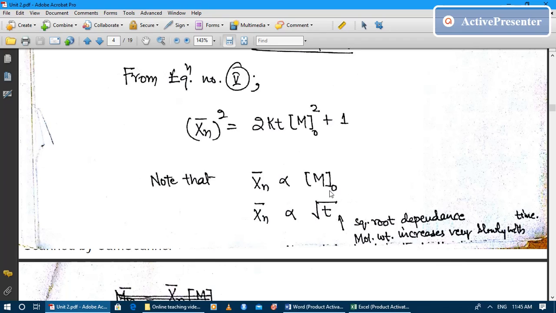And what is the practical meaning of this? If we double the polymerization reaction time, that doesn't mean that the molecular weight of the polymer will also be doubled, because molecular weight or number average degree of polymerization depends on under root of time t. So it will not be doubled, it will go as under root of time t.